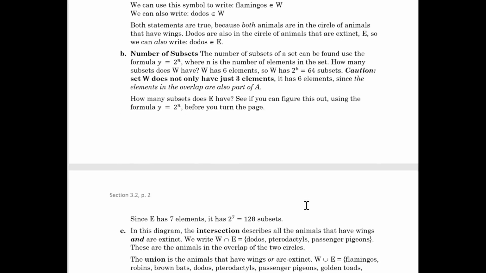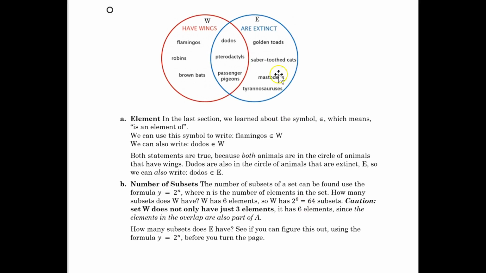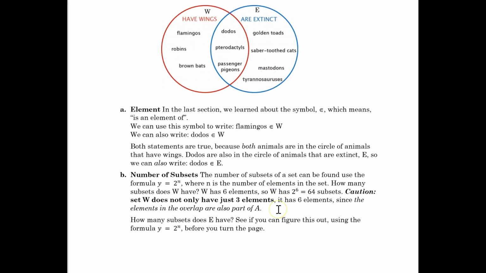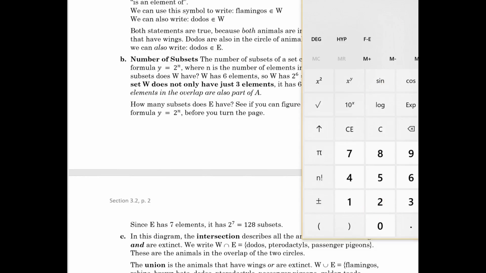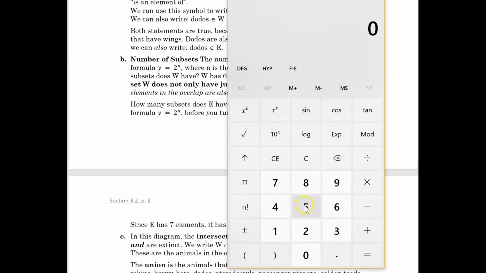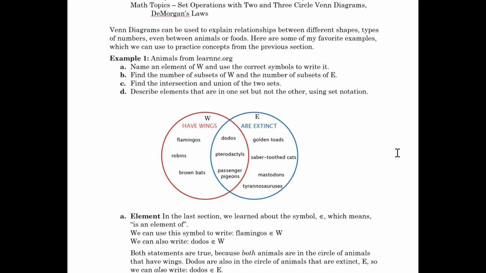So E has 7 elements, so it's going to have 128 subsets. You count here 1, 2, 3, 4, 5, 6, 7 elements. And then on your calculator, if you're having any trouble with that, you want to do 2, and then the X to the Y key, or you might have a little caret that looks like this up here. And then you're going to use the 7th power, and then equals. So you get 128.